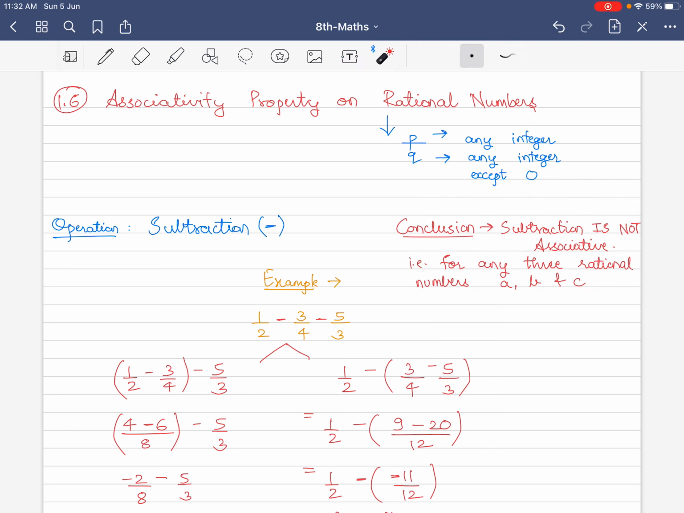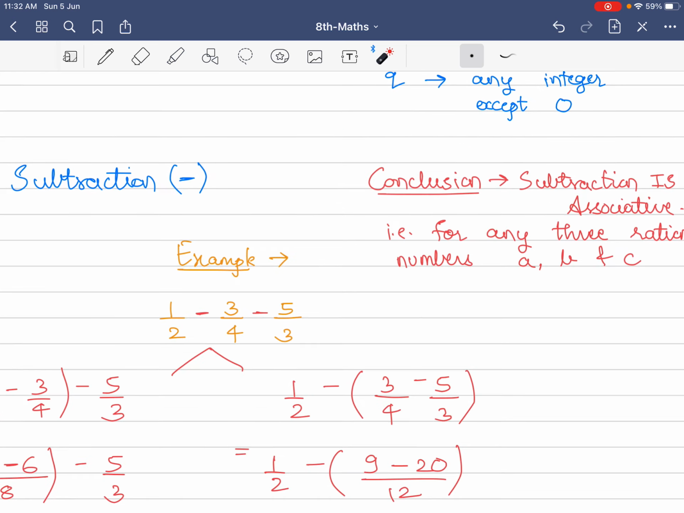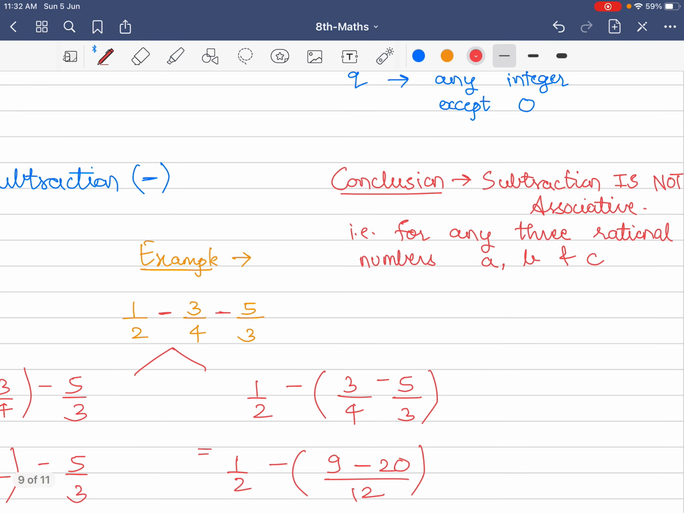So subtraction is not associative for rational numbers, that is, for any three rational numbers a, b and c. Let's complete this statement. For any three rational numbers a, b and c, (a minus b) minus c, where I associate these two first, is not equal to a minus (b minus c), where I associate these two first. So this association is not equal, so subtraction is not associative.